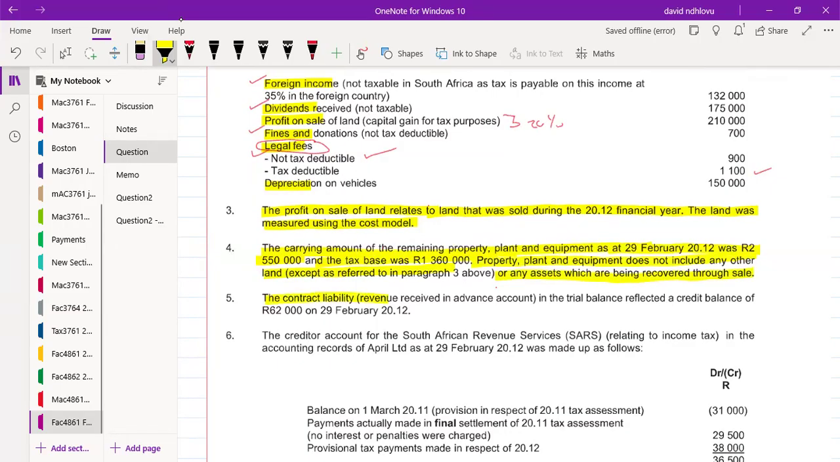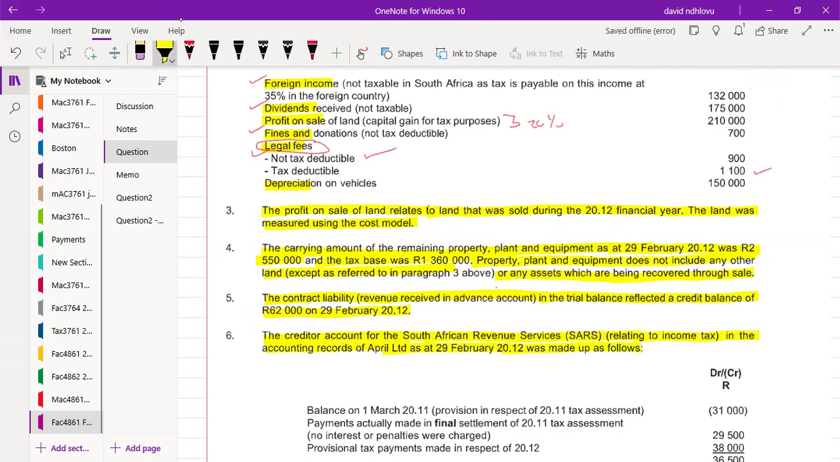The current liability, revenue received in advance, in the trial balance reflects a credit balance of 62,000 at the end of the year. The creditor account of the South African Revenue Service relating to income tax in the accounting records of April Limited at 29 February 2012 was made up of the following.